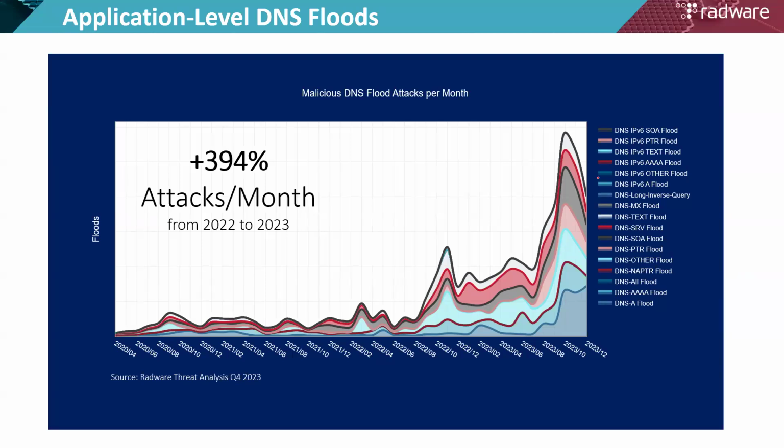So you can see that application level DNS flooding attacks have increased considerably. From 2022 to 23, we saw an increase of up to 394% in DNS flooding kinds of attacks, targeting DNS servers because attackers understood that DNS is one of the critical infrastructures. If it is down, the service interruptions are very evident. So application level DNS floods are something that we need to stop at the base level.